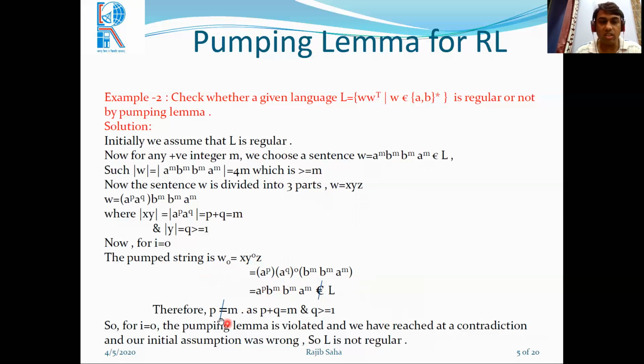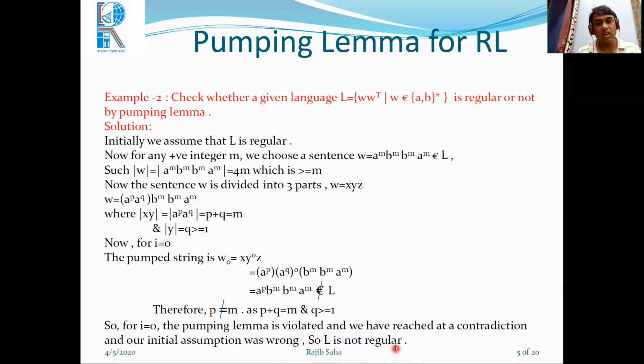Why? Because p plus q is m, and q is definitely greater than or equal to 1. So p cannot be m. As q is greater than or equal to 1, p cannot be m. That means p plus 3m is not equal to 4m. So for i equal to 0, the pumping lemma is violated, and we have reached the contradiction. So our initial assumption was wrong, and L is not regular.